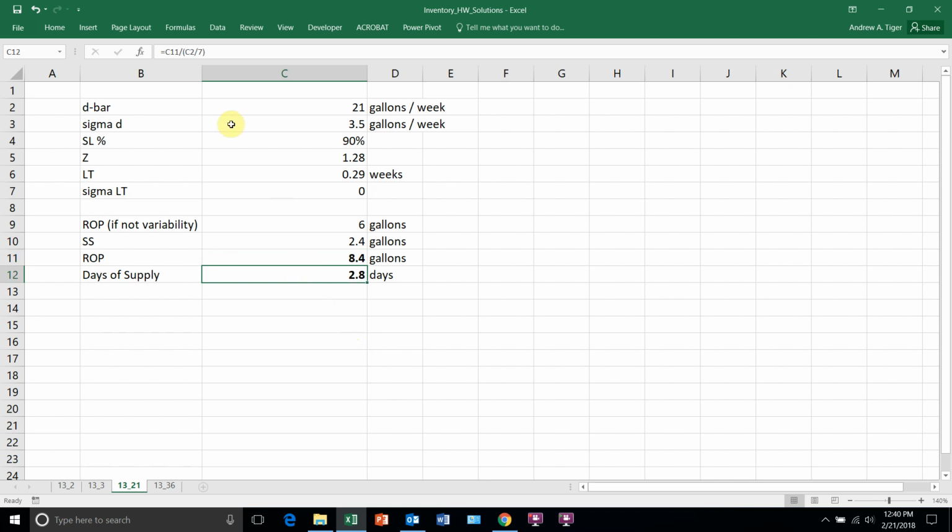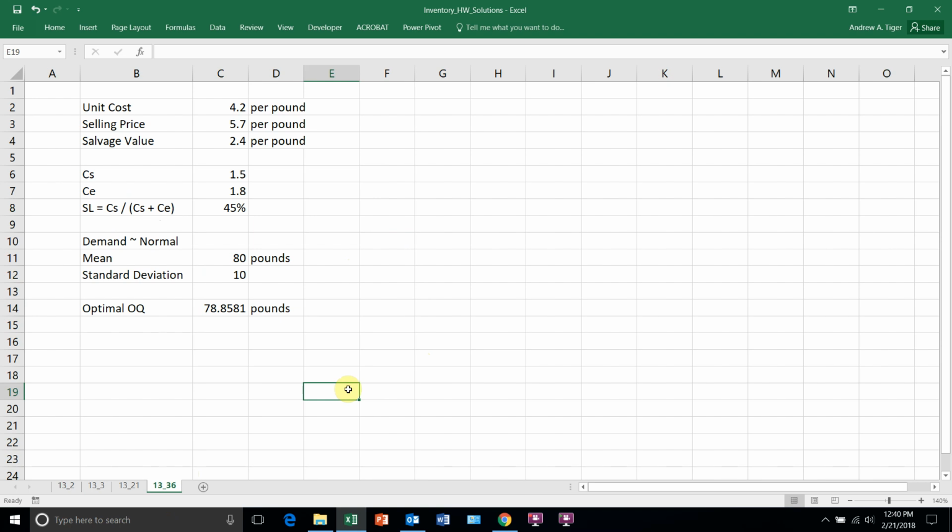The days of supply is just taking our reorder point and dividing by, in this case, the demand rate on a day basis. So we take the 21 gallons per week divided by 7, or 3 gallons per day. So we take this, divide by that, and so on average, from our reorder point, we have between 2 and 3 days of inventory available.